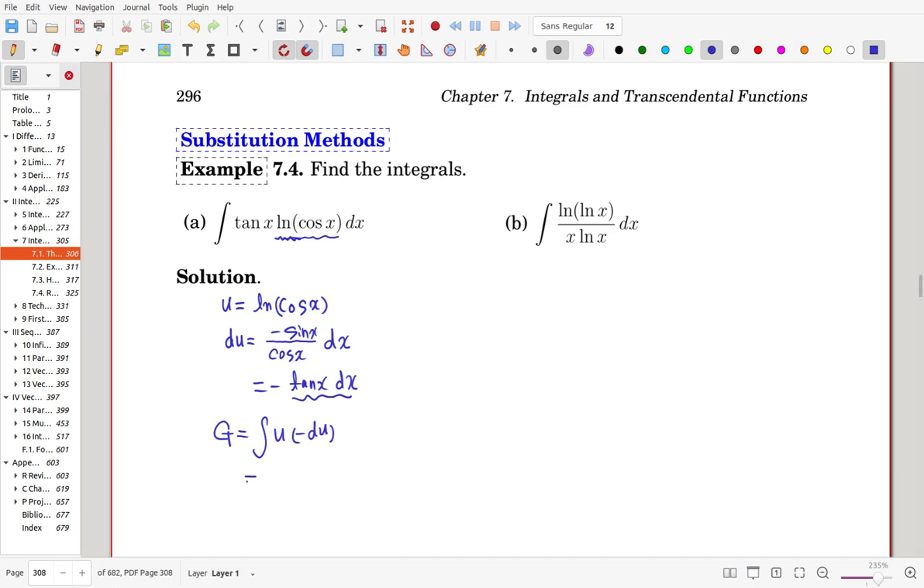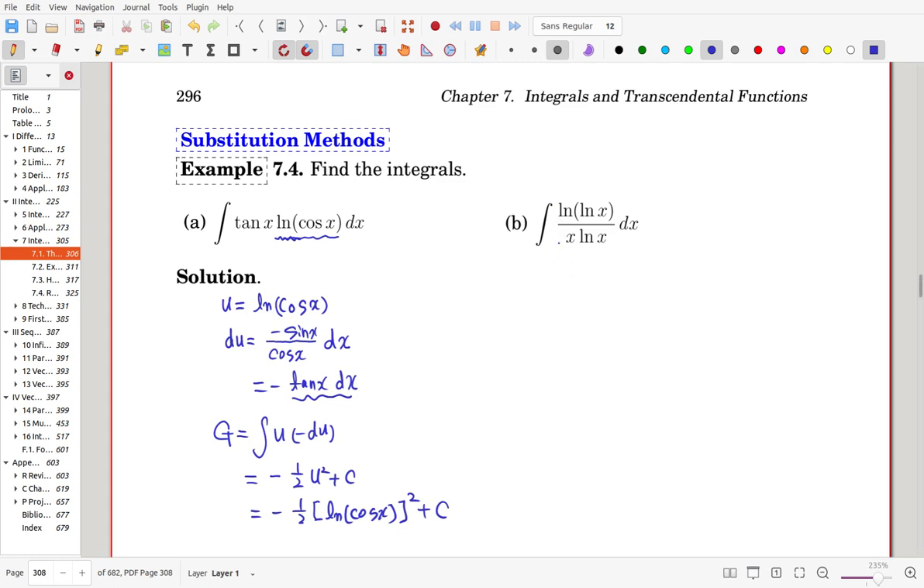So here minus 1 will go out, and then the antiderivative of u is half u squared, so that we get here minus half, and u is here the logarithm of cosine of x, squared, plus c, right?